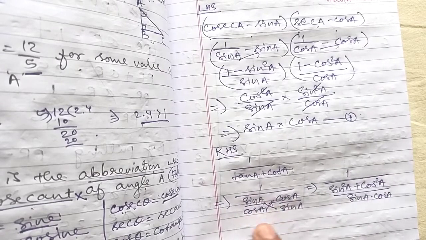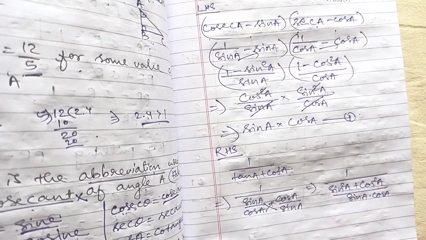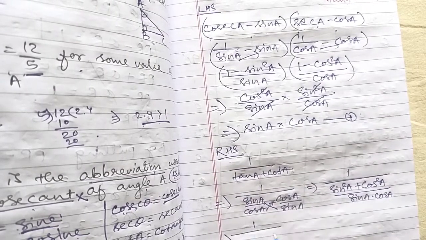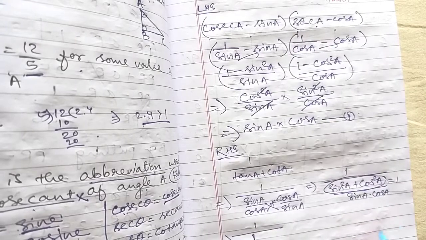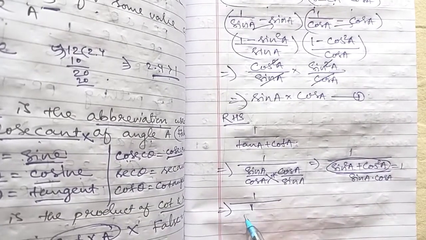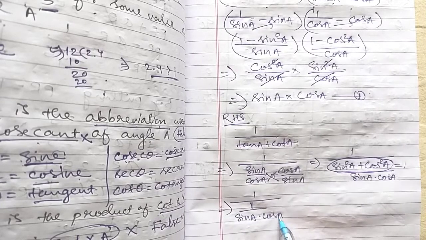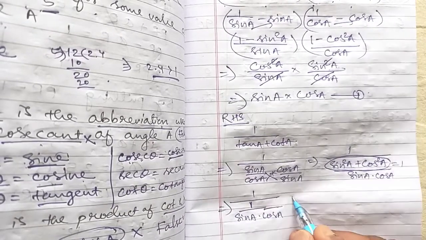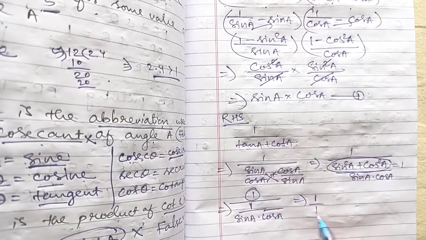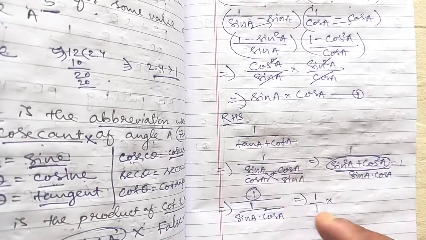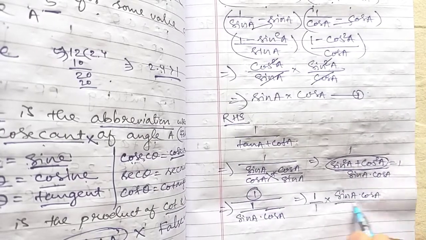I have just cross multiplied and multiplied the denominator as it is. Now 1 divided by 1 will become 1. Sin square theta plus cos square theta is 1, divided by sin theta into cos theta. When we write this in the numerator, it becomes 1 by 1 into the reciprocal, sin theta into cos theta by 1.